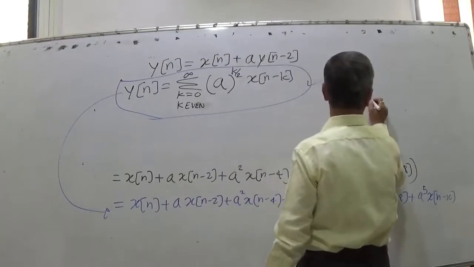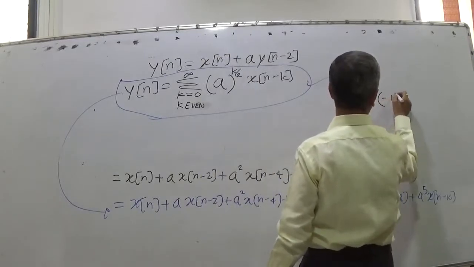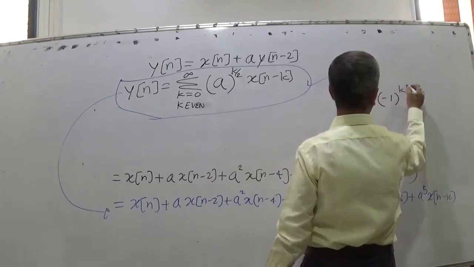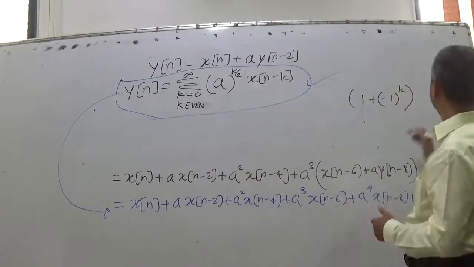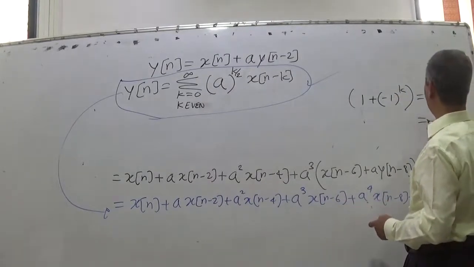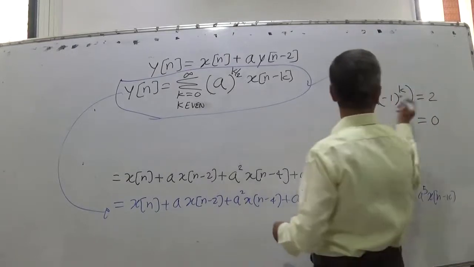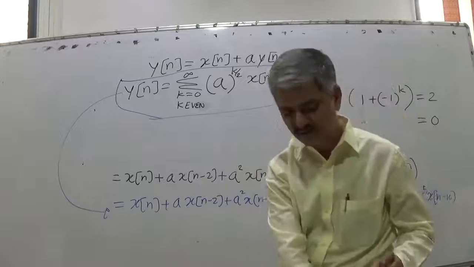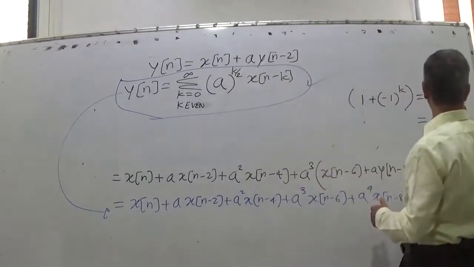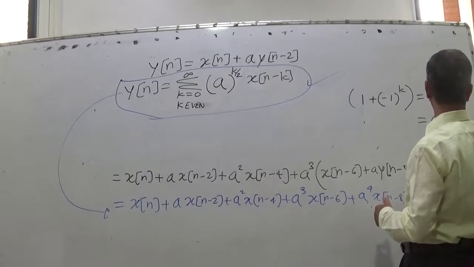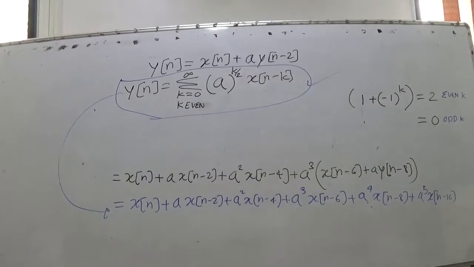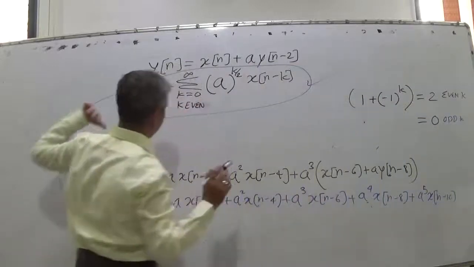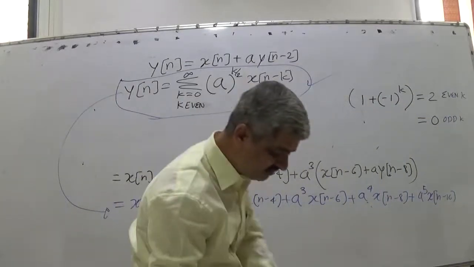So if we have 1 plus minus 1 raised to k, then if k is even, this expression becomes 2, and if k is odd, this expression becomes 0. So this is for even k, and this is for odd k. In general, below the summation sign there should not be any condition. So what we want ultimately is that this should not be there. Can we make some changes like this?